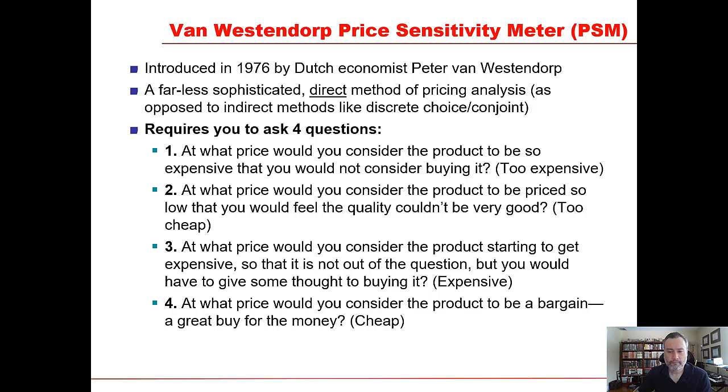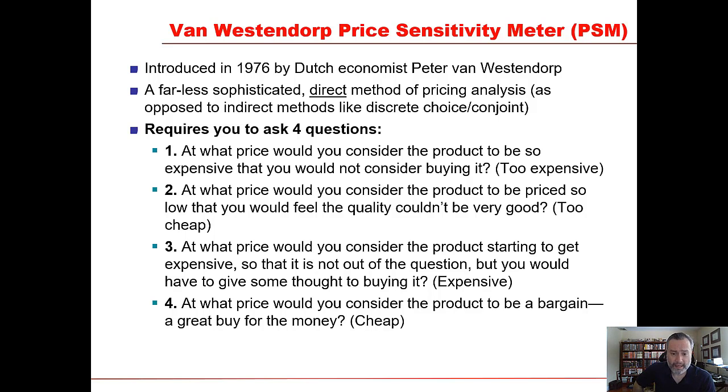Now, the Van Westendorp actually involves asking 4 questions, and they're not that hard to remember, but the wording is supposed to be pretty specific. The first question: at what price would you consider the product to be so expensive that you would not consider buying it, or what we can call, for short, too expensive? At what price would you consider the product to be priced so low that you would feel the quality couldn't be very good? I'll refer to this later as just the too cheap question.